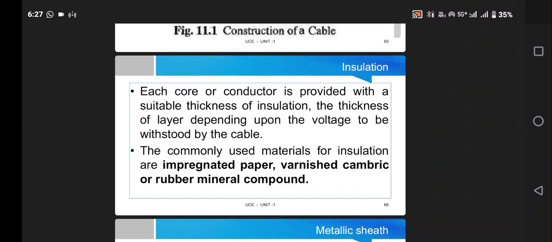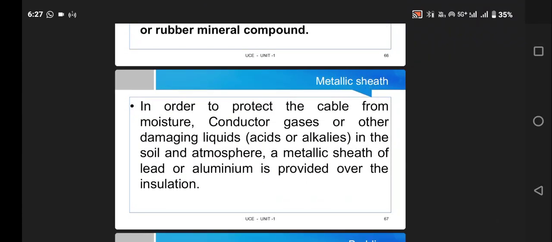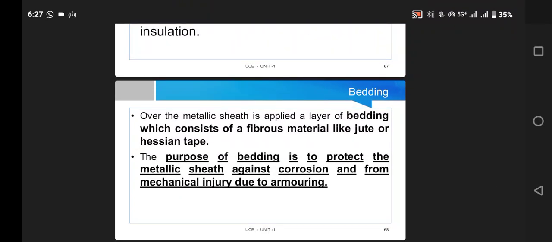Insulation is used in order to provide protection. The commonly used insulation materials are impregnated paper, varnished cambric or rubber mineral compound. The metallic sheath is used to protect the cable from moisture. Bedding consists of fibrous materials like jute or hessian tape. The purpose of bedding is to protect the metallic sheath against corrosion and from mechanical injury due to armoring.